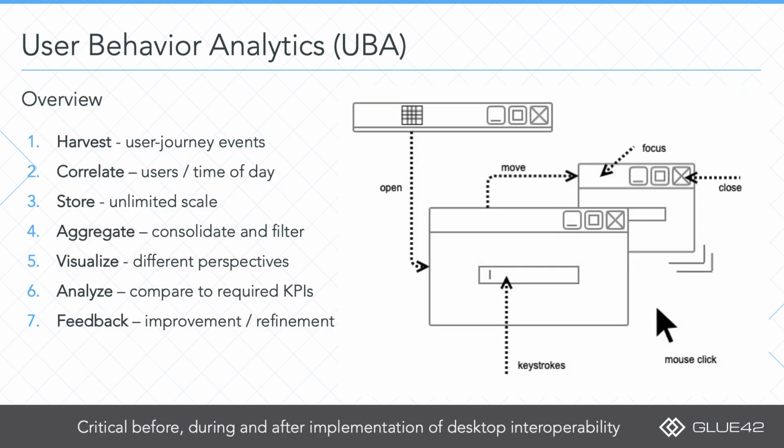So User Behavior Analytics, or UBA as we call it. UBA is this concept which relates to selective monitoring and recording of user activity for either real-time or subsequent historic analysis. So the way this works with Glue42 is that every time you open or close a Glue-enabled application, every time you give it focus or move it, drag it, drop it, we will capture an event that relates to the exact time when that gesture occurred and also the user's ID and so on.